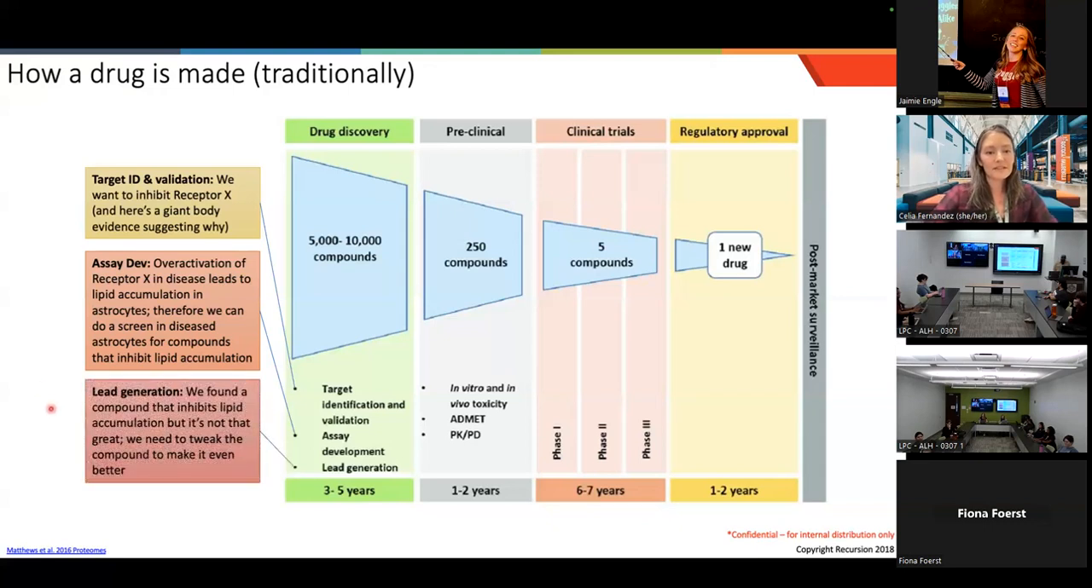And then you have this lead generation. So that means, what's your lead compound? You've generated a lead compound. So you've screened maybe 10,000 compounds, and you found one that inhibits the lipid accumulation in astrocytes really well. Say you only need like 1 picomolar concentration. It's very, very small. You only need a little bit of it, and it does a fantastic job bringing that lipid level in the cell back to a more normal level.